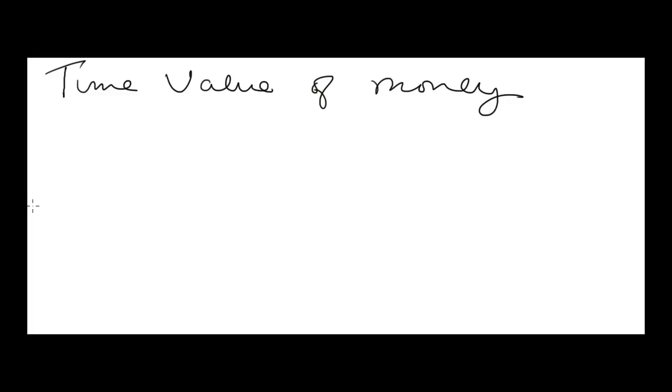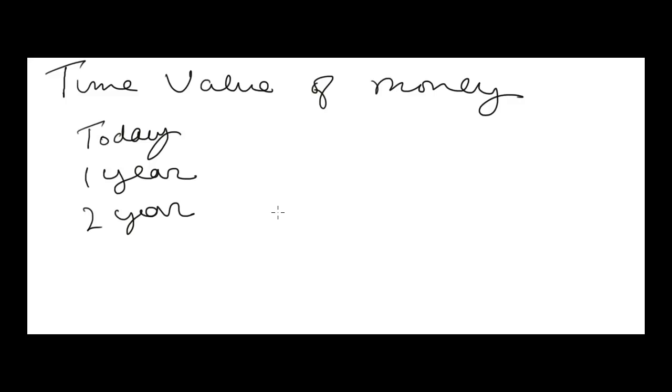So, if somebody is giving you some money today versus giving you the same money 1 year later or 2 years later, the way in which you understand the value of the money that you get after 1 year and after 2 years is very different. To understand this, we have to use a term called risk-free rate or opportunity cost.